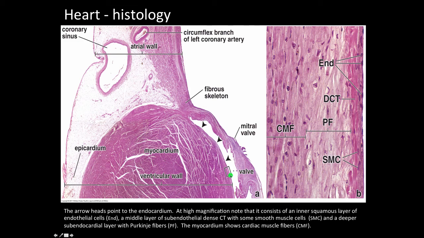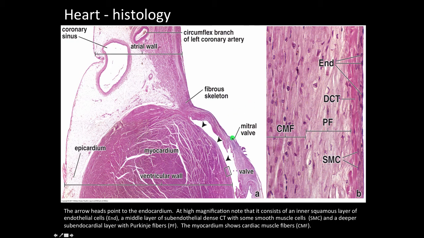endocardium. At a high magnification, you can note that the endocardium contains endothelium, a middle layer of subendothelial dense connective tissue, shown like this. There are some occasional smooth muscle cells that you can see in that subendothelial connective tissue. And then there's a deeper subendocardial layer that contains Purkinje fibers. And then you can see cardiac muscle fibers in the myocardium proper.